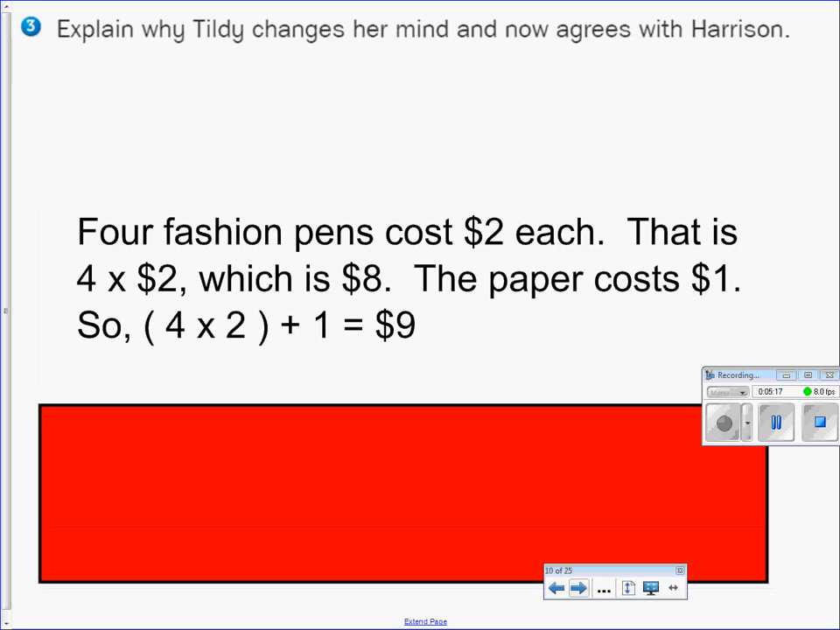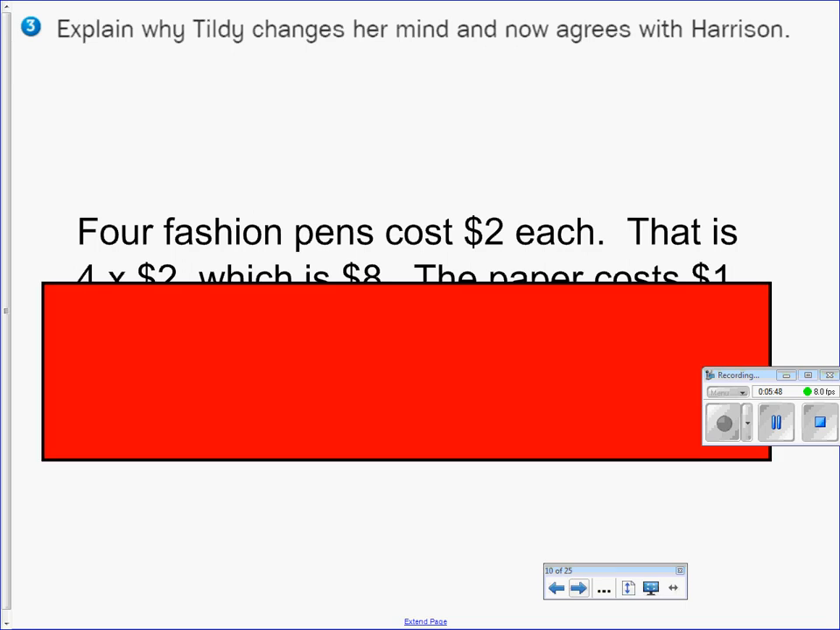All right, she had 4 fashion pins that cost $2 each. That is 4 times 2, which is $8. The paper cost $1, so 4 times 2, which is 8, plus the $1 that you owed, which comes to the $9, which is what we just showed in the last problem. So if you just write down what you did exactly in the order you did it, then that would be a complete answer or a complete thought.